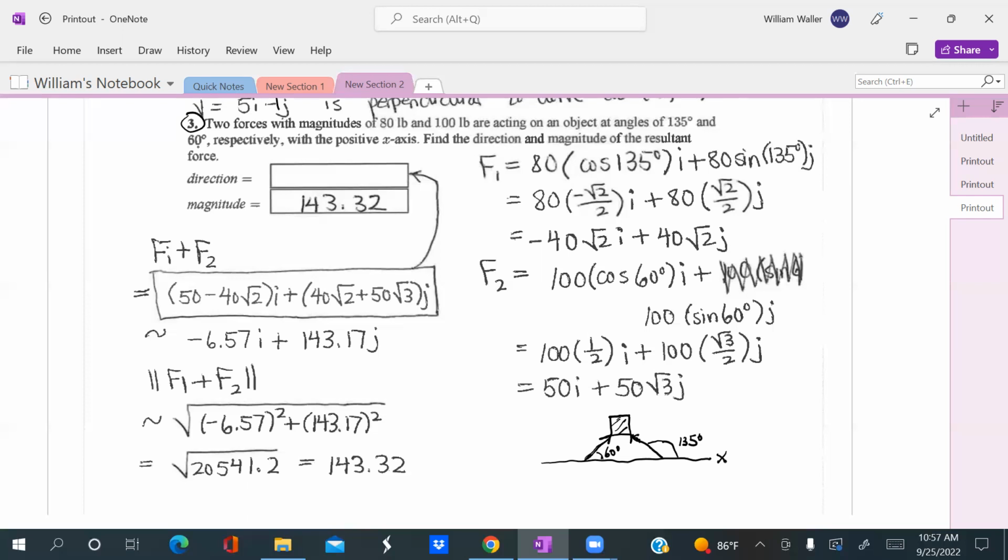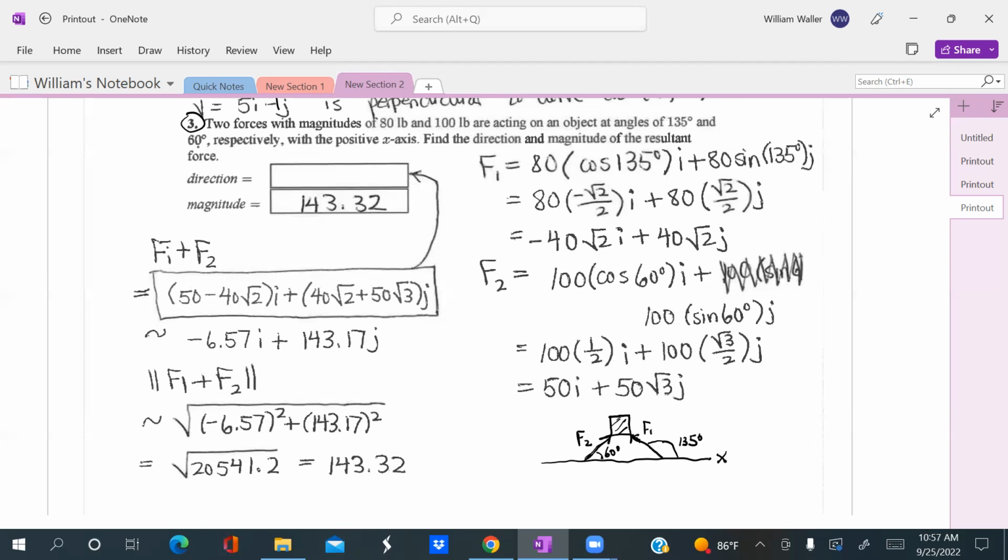So all you have to do is represent each force as a vector, add the two vectors together, and that will give you the total force or the resultant force on the object. So we have to represent both of these forces as vectors. So this vector I'm going to call F1 for force 1, and this vector I'm going to call F2.